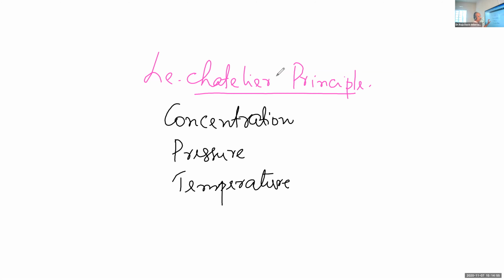Say the factors on which an equilibrium exists are concentration, pressure, and temperature. Now, if any one of these factors, concentration, pressure, or temperature, is changed, then the equilibrium adjusts itself to cancel the effect of the change in the variables, and that is the Le Chatelier principle.